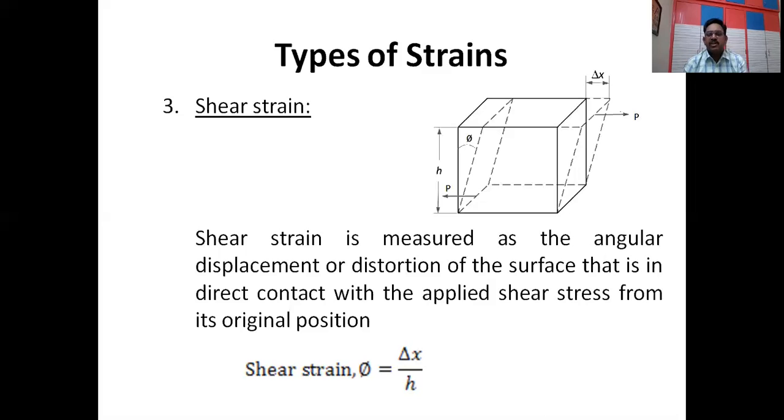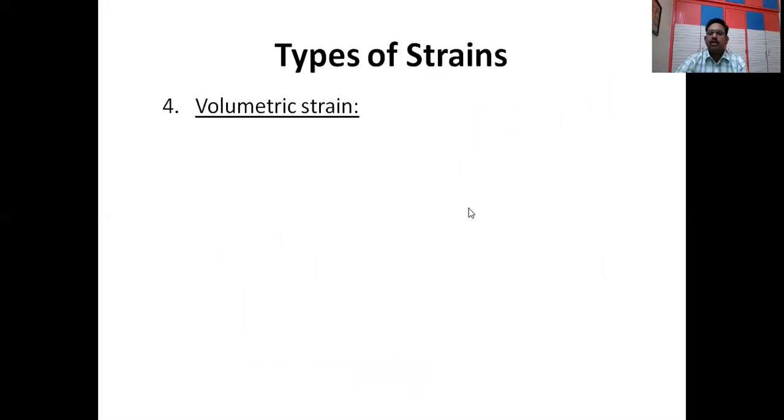So shear strain is measured as the angular displacement or distortion of the surface that is in direct contact with the applied shear stress from its original position. So this is what a shear strain is. And the fourth one is volumetric strain. What is it all about? Volumetric strain.